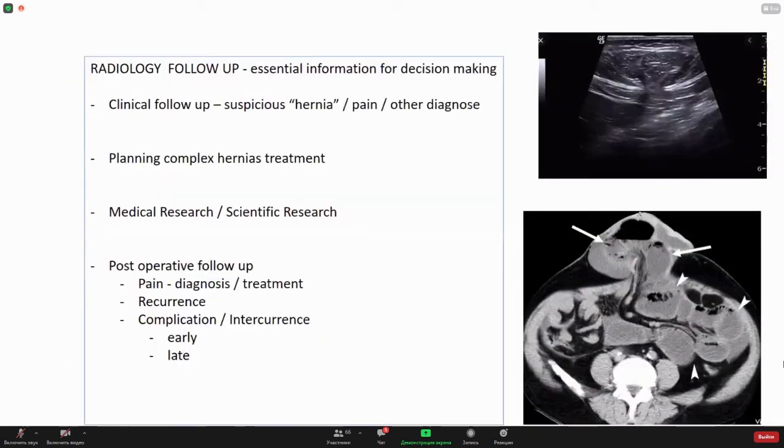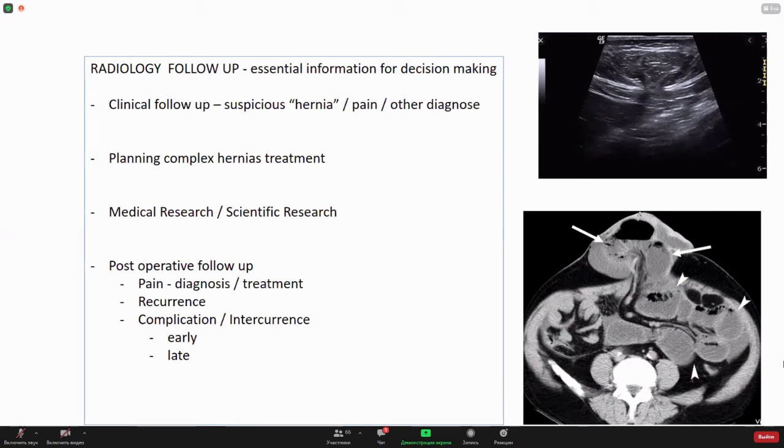Related to follow-up, this will be my topic: the radiology follow-up. It is essential when we have to make a decision about the way we give care to our patient. Related to follow-up, I put 4 topics. We can make a follow-up when we have a clinical follow-up, if we have any suspicious hernia or any problem that we want to solve, or any doubt.